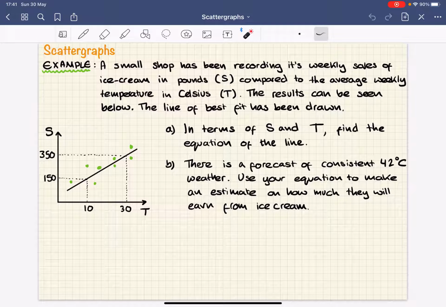Alright, so in this video we're going to be looking at scattergraphs. I've got two examples for us to have a look at, so let's just jump straight into it.